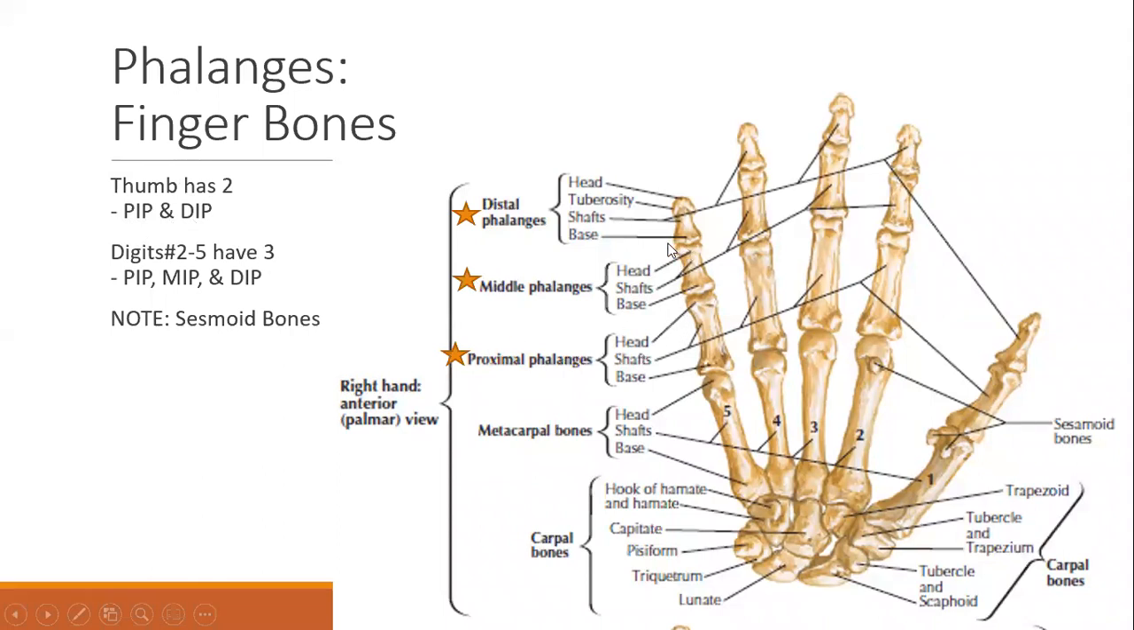So notice how there's a joint here that is distal, in between your distal phalange and your middle phalange, versus there's a joint here that is more proximal, in between your proximal phalange and your middle phalange. It's literally just naming the joints. So this is your DIP versus this is your PIP. That's what they mean when they say that.